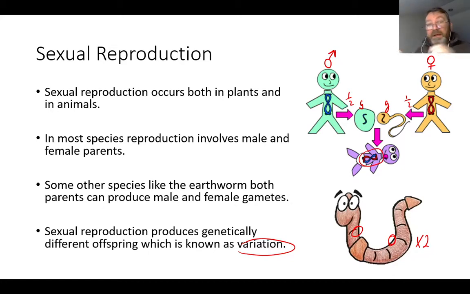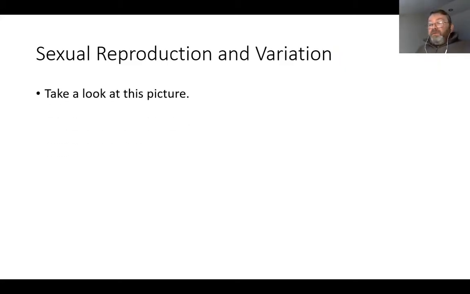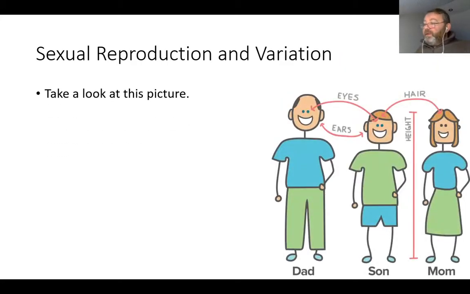And that difference is due to the fact that half the genetic codes come together in different ways, okay? And the result of that fusion gives rise to a new genetic code. So even identical twins can still show subtle differences between the two twins or the three triplets or whatever. Okay, so what about this variation? Well, take a look at this. Okay, here we have a situation where mom and dad have one son.